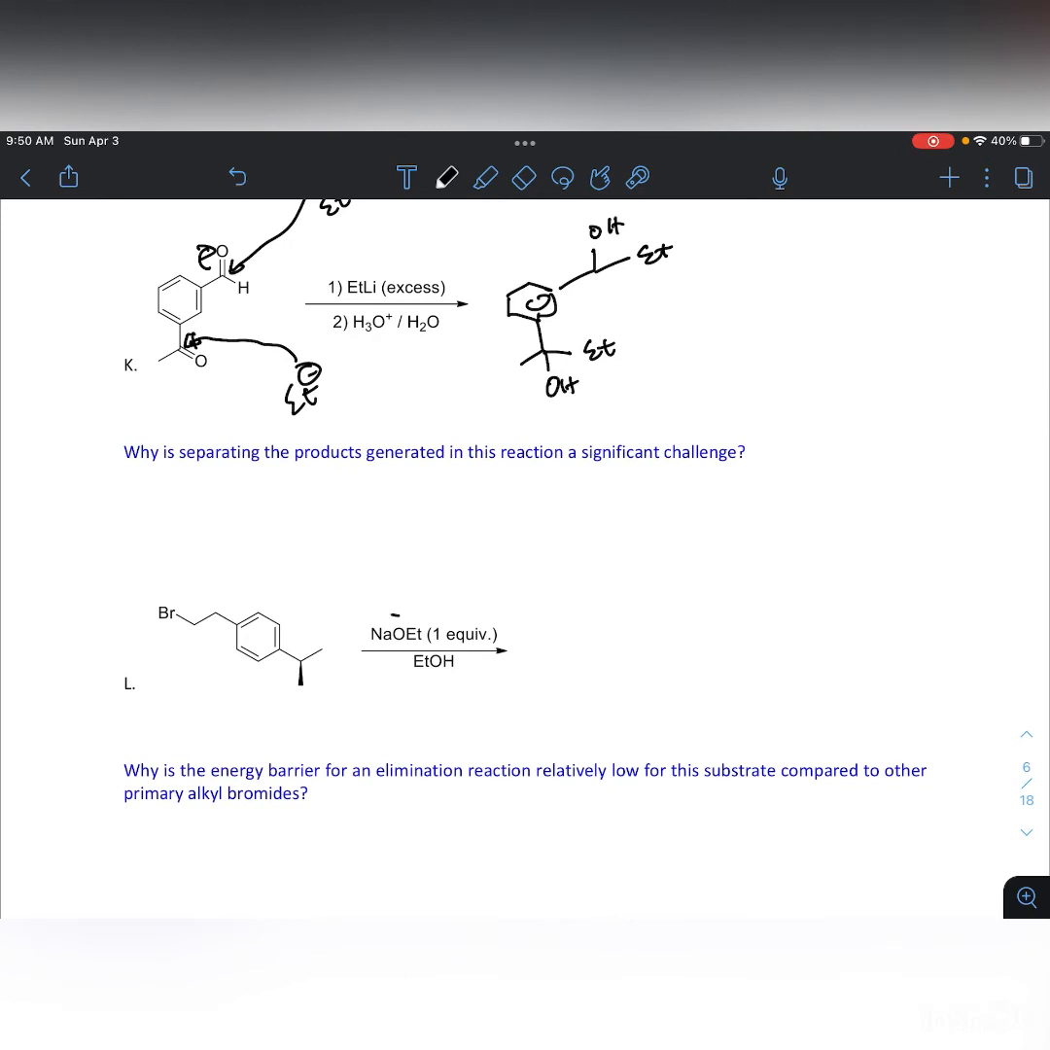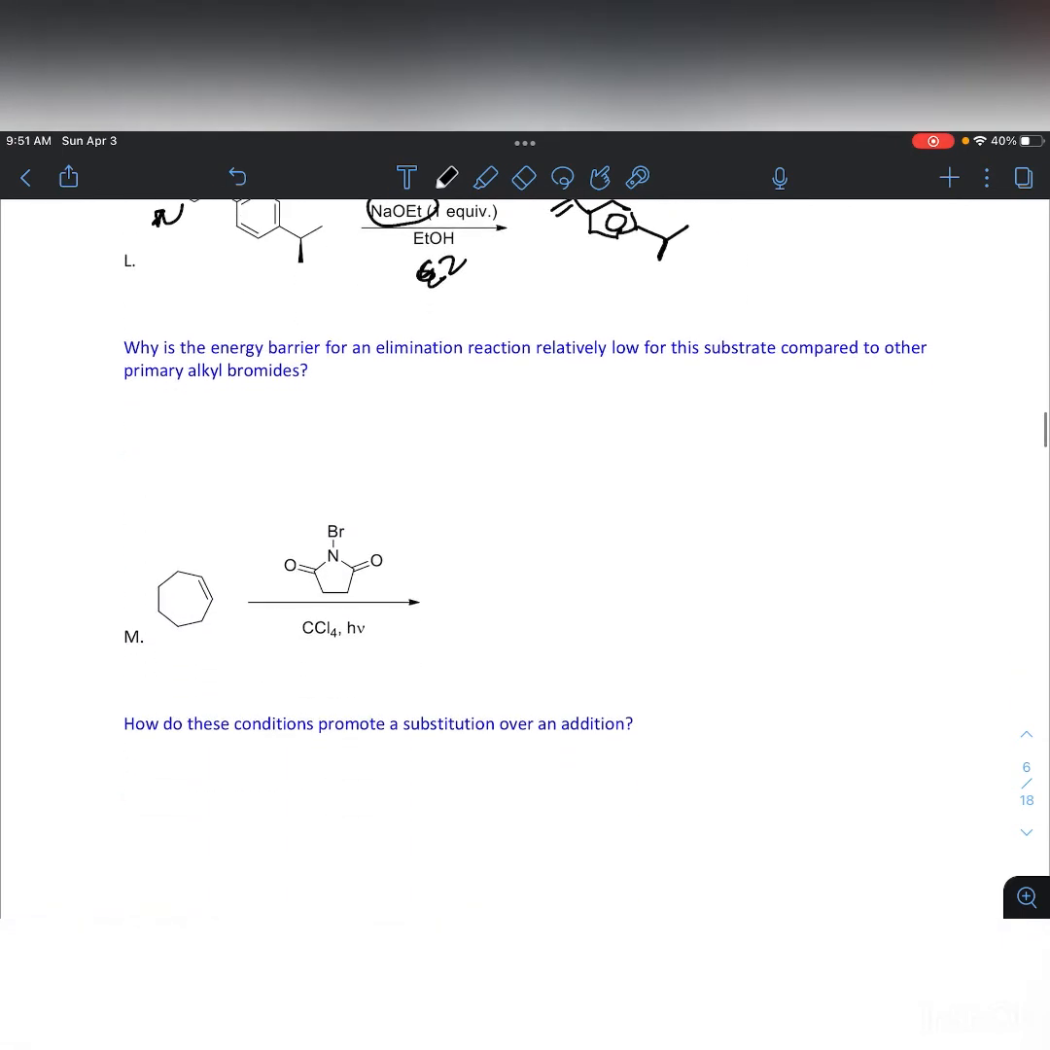So this is a strong base, and this is most likely going to be an E2 mechanism. So what you're probably going to have is this comes to remove this hydrogen, comes here, kicks off this, and then you get this intermediate. So let's move on to M.